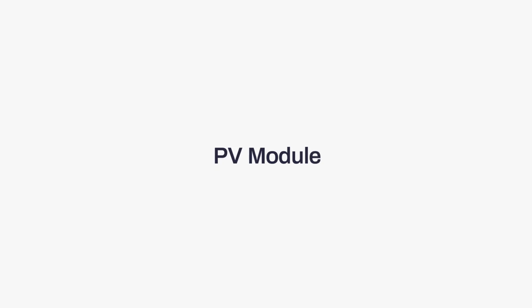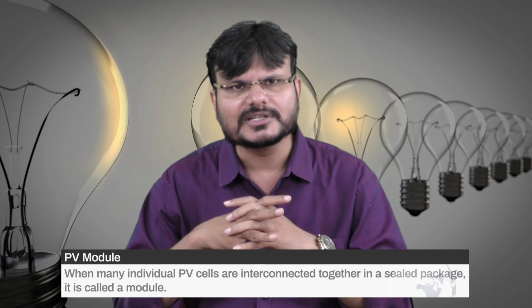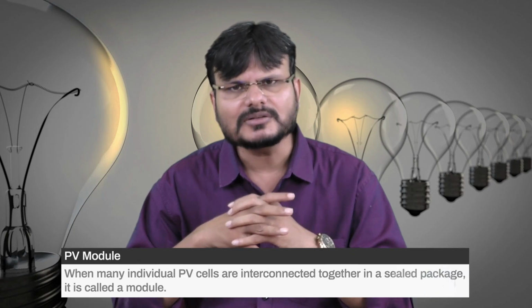So in brief, the smallest unit is called a solar cell. If solar cells are connected in some manner, it is called a PV module. If different PV modules are connected in some manner, either in series or in parallel, then it is called a PV array. Now, again we will understand what a PV module is. When many individual PV cells are interconnected together in a sealed package, it is called a module.